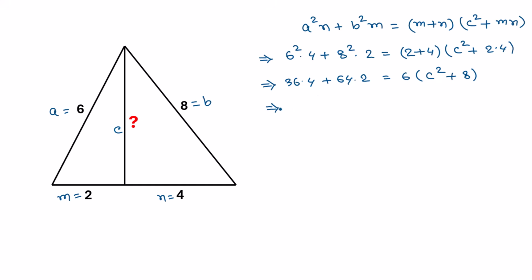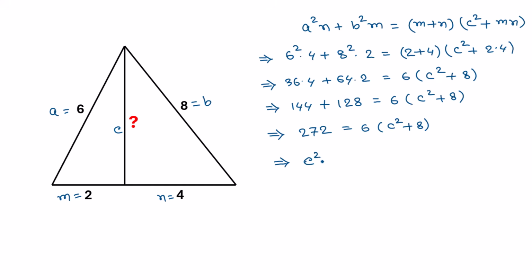Or 36 times 4, this is 144, plus 64 times 2, this is 128, is equal to 6 times C square plus 8. Or 144 plus 128, this is 272, is equal to the right side, 6 times C square plus 8. Now dividing both sides by 6, we will get the value of C square plus 8.